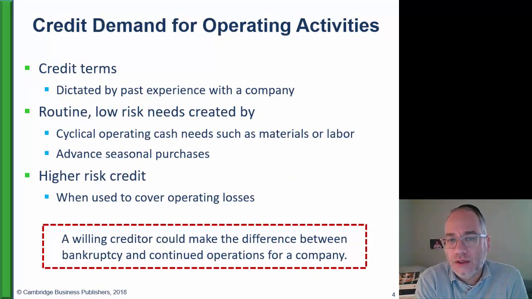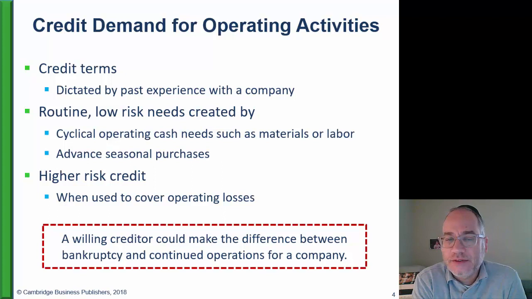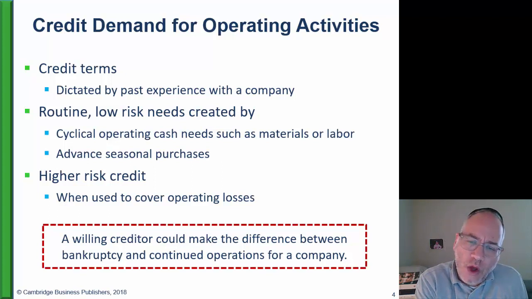So companies need to borrow money, oftentimes for their operations. And this is a little dangerous because you don't want to borrow money to fund losses. Obviously that's a pretty dangerous thing to do. So usually what companies borrow money for in a more healthy situation would be situations where they have cyclical needs.